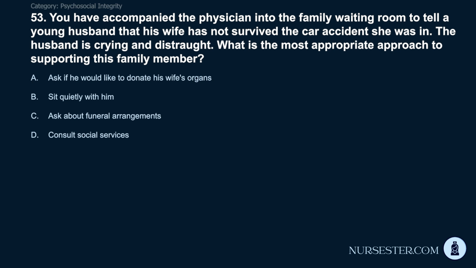53. You have accompanied the physician into the family waiting room to tell a young husband that his wife has not survived the car accident she was in. The husband is crying and distraught. What is the most appropriate approach to supporting this family member? A. Ask if he would like to donate his wife's organs. B. Sit quietly with him. C. Ask about funeral arrangements. D. Consult social services. Correct answer: B. Sit quietly with him.